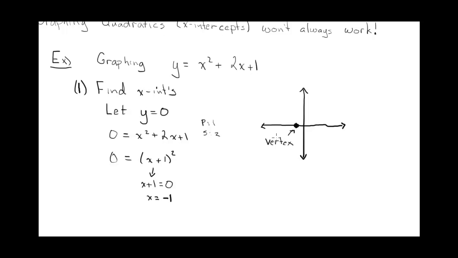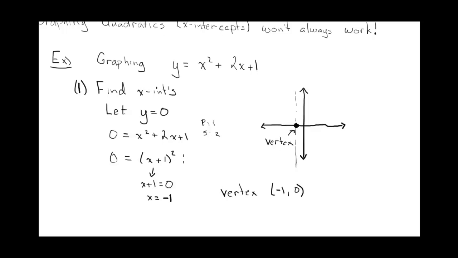So we can't go through the procedure of now finding the axis of symmetry, because actually this is the axis of symmetry. The vertex happens right there. And we can't then find the vertex because we've already found the vertex. The vertex is minus 1, 0. It's right on the x-axis.